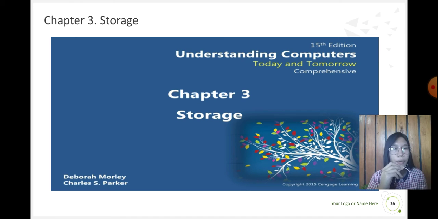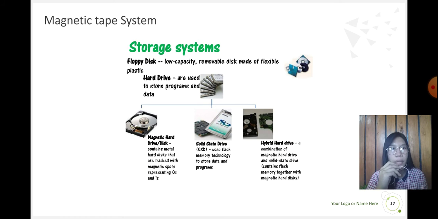Next is understanding of computer storage. Number 3 or Topic 3. Magnetic tape system. We have a floppy disk, a low capacity removable disk made of flexible plastic, and hard drive. Three categories: number 1, magnetic hard drive, number 2, solid state drive, and number 3, hybrid hard drive.